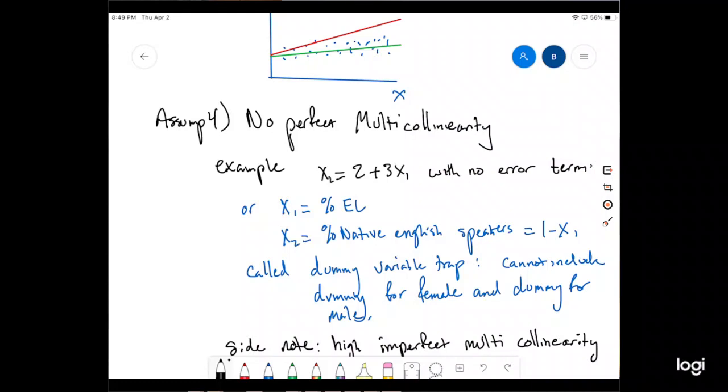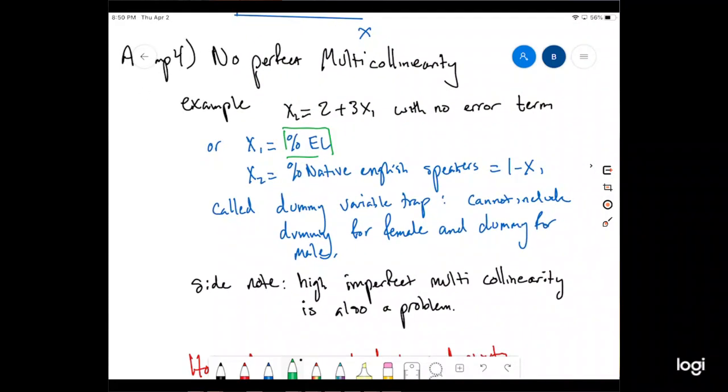X2 is an exact function of x1. Another example would be if x1 is equal to the percent of English language learners in the school district, and x2 is equal to the percent of native English speakers. That's kind of a silly way to define this, but x2 is then equal to 1 minus x1.